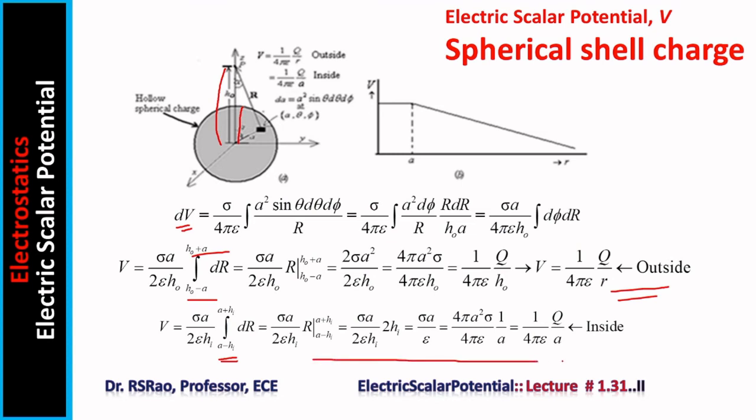So with those limits, we can find 1 by 4 pi epsilon q by a. Here it was q by r, here it is q by a. It means potential is constant when the point is inside. See, this is a spherical shell. Potential here, here, here, here, it is the same everywhere, constant. But outside, the potential is different from the potential at a point inside.